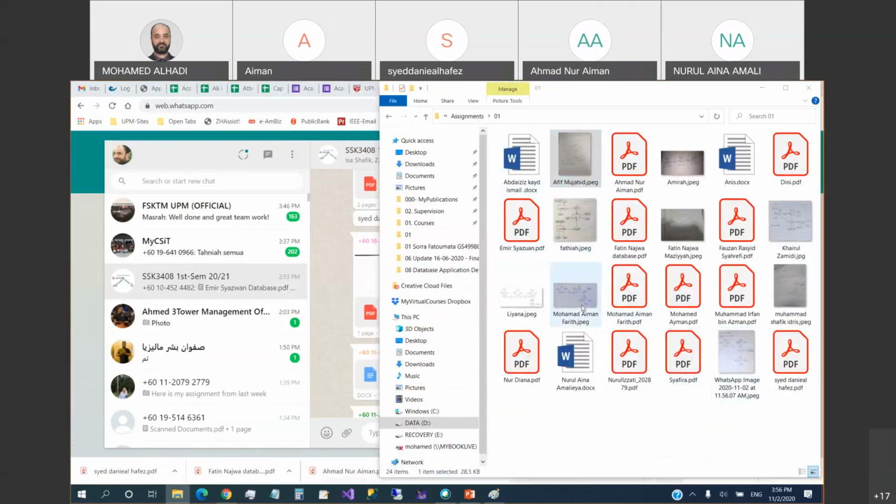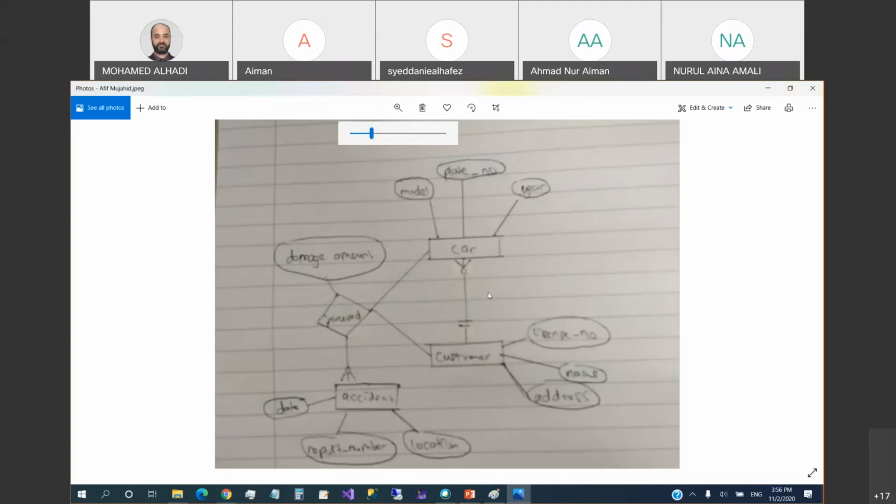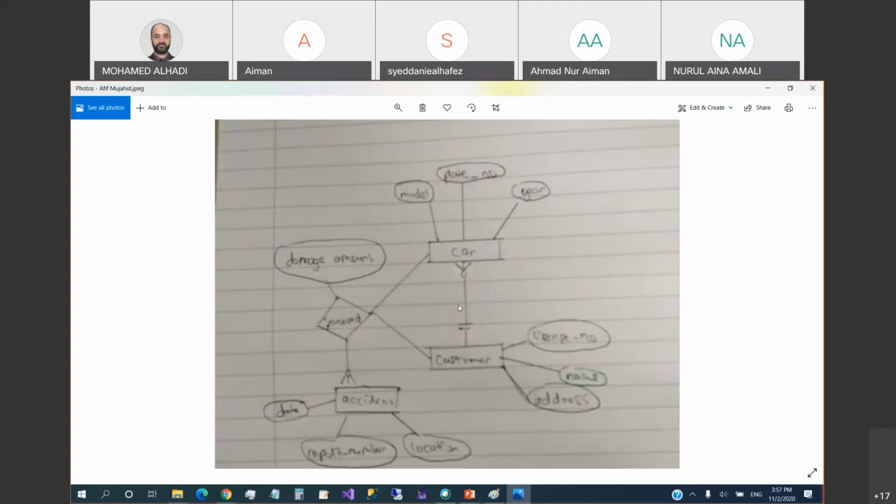Afif Mujahid. Okay, let's start with this. Afif Mujahid, you see your design is also not correct because what you have done here, you created this loop and you attached the damage amount to the involved relation. It's supposed to be attached to the accident. Your cardinality also is not complete. You have a relation here using a direct line between two entities. You're supposed to have the relation here in the middle. And all other comments that I gave to your colleagues also apply to your case. Okay? Do you agree, Afif? It's not here. Okay, no problem.